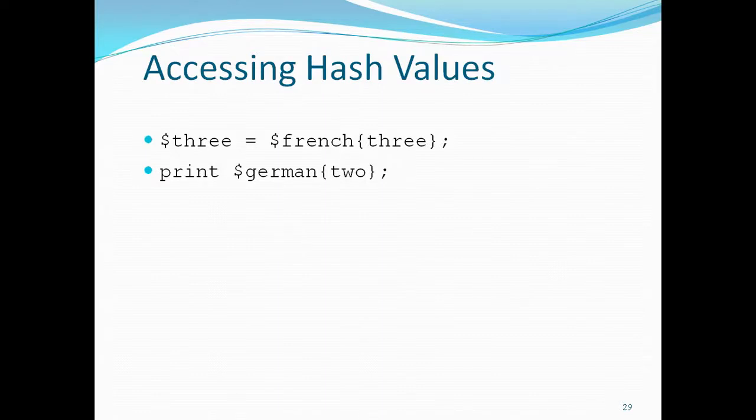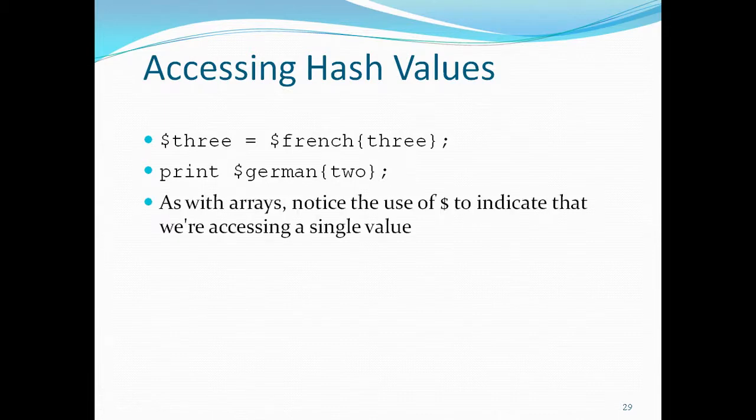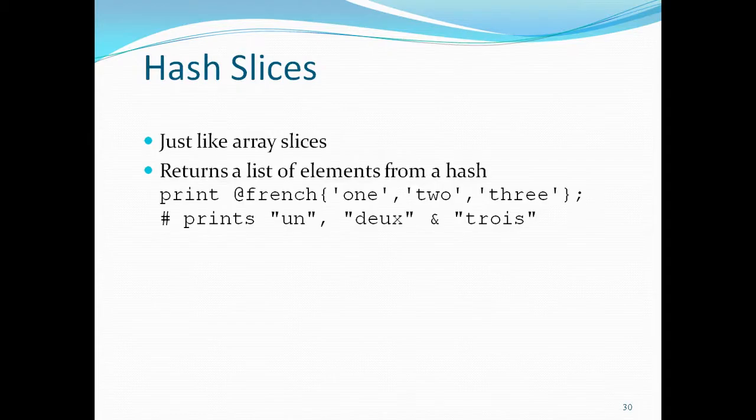Okay, and if you are directly giving $German{2}, either you can store it in a variable or you can directly print a specific value. As with arrays, notice the use of $ to indicate that we are accessing a single value. If you wanted to access multiple, then you can go for hash slices. It returns a list of elements from a hash.